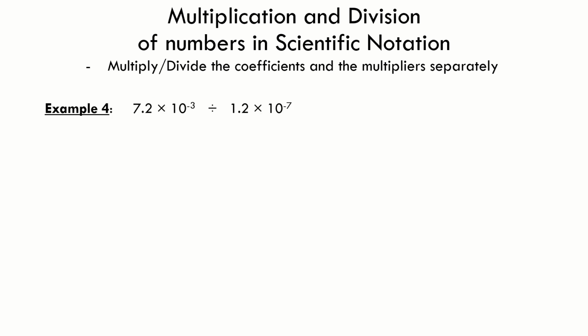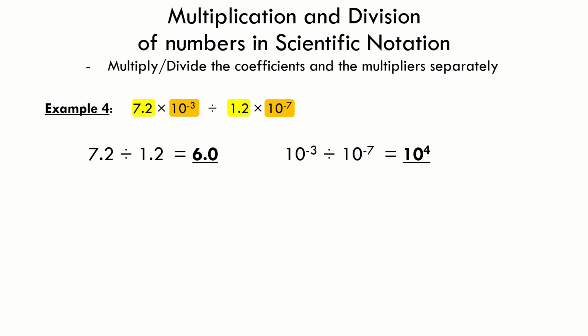Example 4, 7.2 times 10 to the negative 3 divided by 1.2 times 10 to the negative 7. Dividing the coefficients, we get 6. Dividing the multipliers, 10 to the negative 3 divided by 10 to the negative 7, we get 10 to the positive 4. So, ang sagot natin dito ay 6 times 10 to the positive 4.